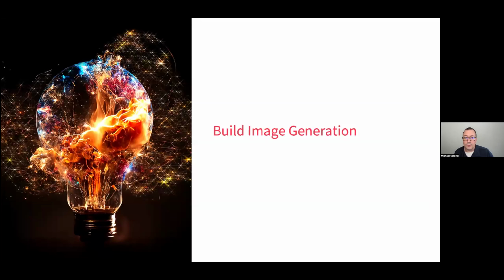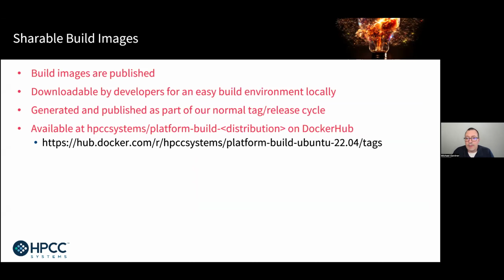So let's go into build image generation and let's see what's actually happening here. In the VC package repository, we build a platform build base image for each individual distribution that we're targeting. These build images are all published. They're all up at Docker Hub. At the bottom of the screen, you'll see a link that you all can follow, and it will show you specifically the one for Ubuntu 2204 here. But if you go into the tags section, you'll see all the specific tags for that distribution for different versions of our platform that we build against.